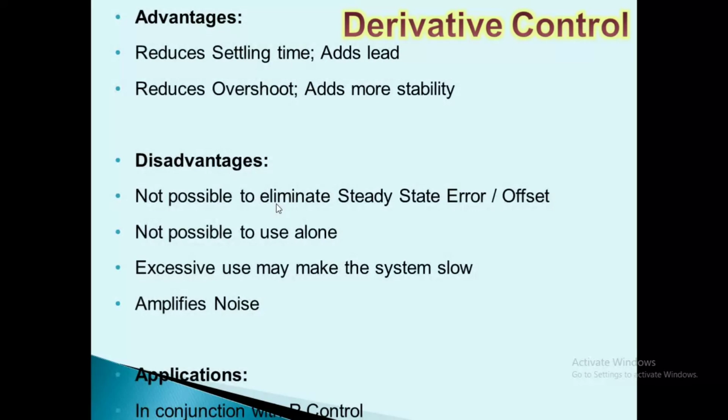Now we'll go for the advantages. It reduces the settling time, it adds lead, reduces overshoot, and adds more stability. The disadvantages are: not possible to eliminate steady state error, and not possible to use alone. It is always to be accompanied by your proportional control. Excessive use may make your system slow, so we have to take care of that also. It amplifies the noise.